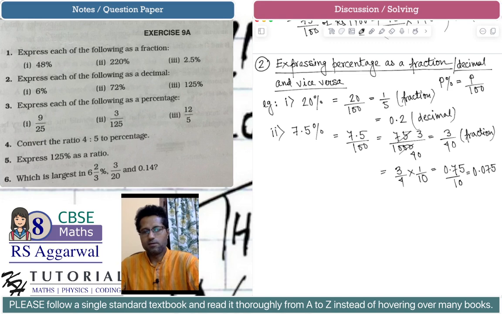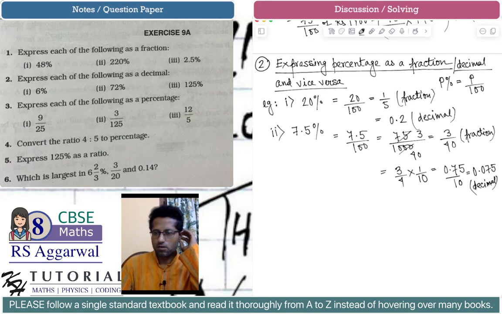So 0.075 is the decimal equivalent of 7.5 percentage. That is, 7.5 percentage when expressed as a decimal will be 0.075. So I hope it is clear how we express a percentage as a fraction or decimal.